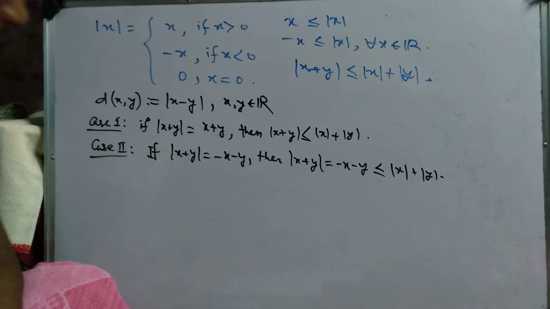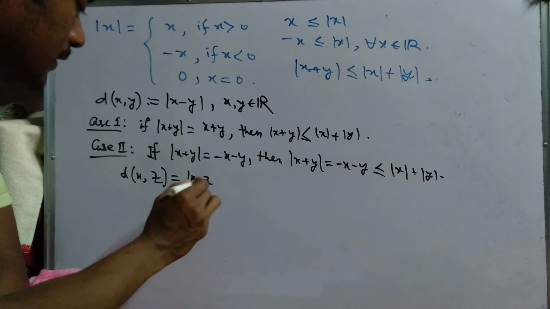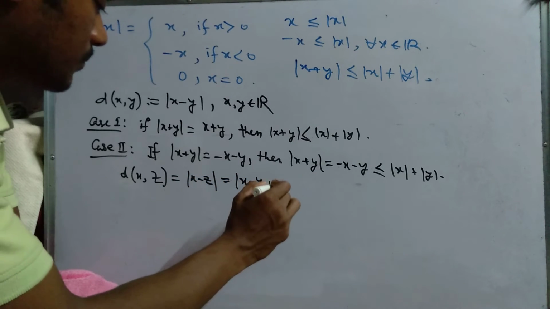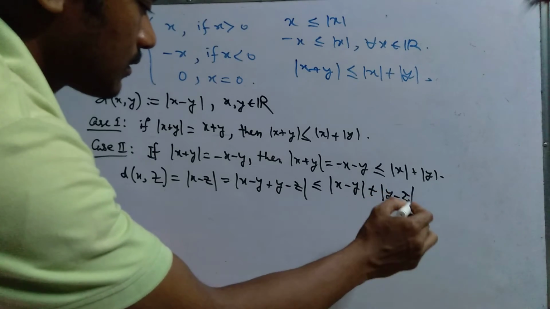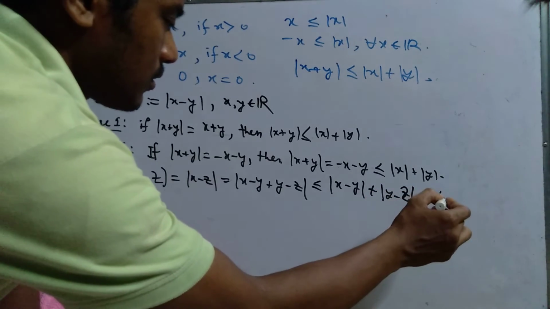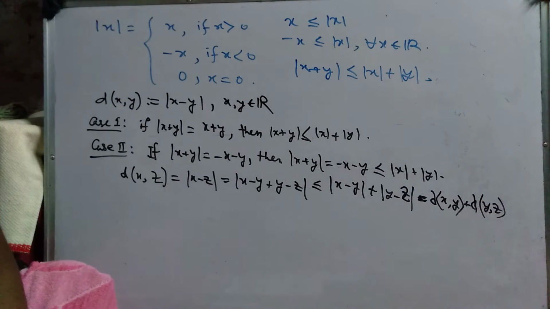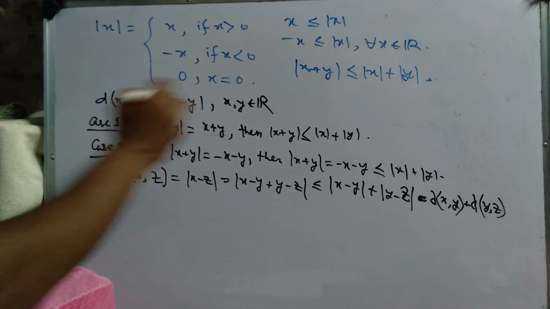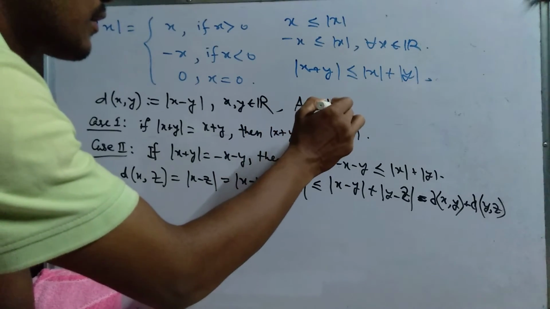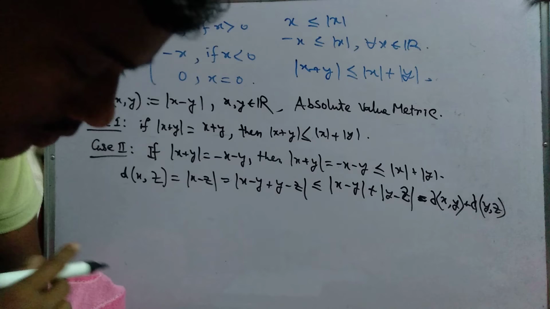Now the triangle inequality is easy, for which these things hold. d(x,z) equal to mod of x minus z equal to mod of (x minus y) plus (y minus z) less than or equal to mod of x minus y plus mod of y minus z equal to d(x,y) plus d(y,z) for all x, y, z belongs to X. This is the absolute value metric. This metric is called the absolute value metric.